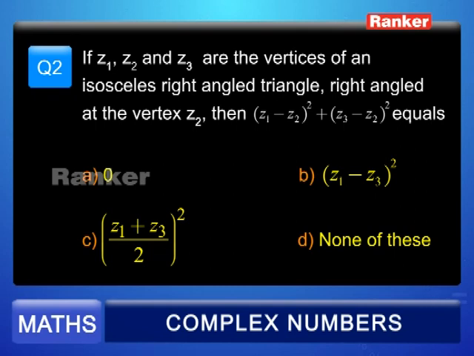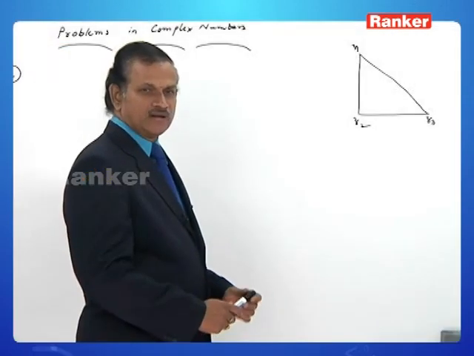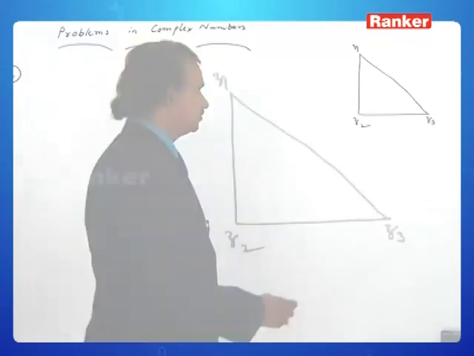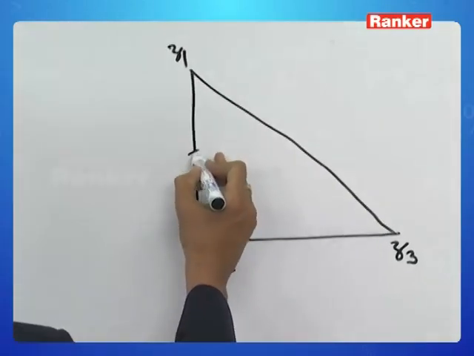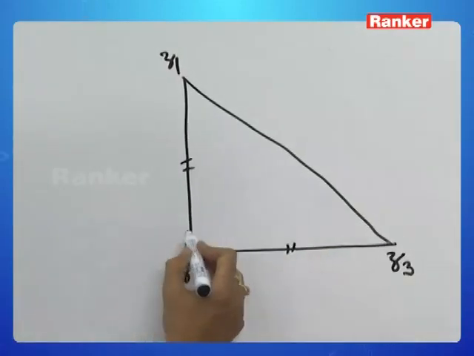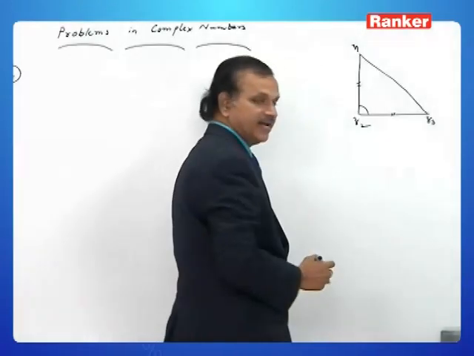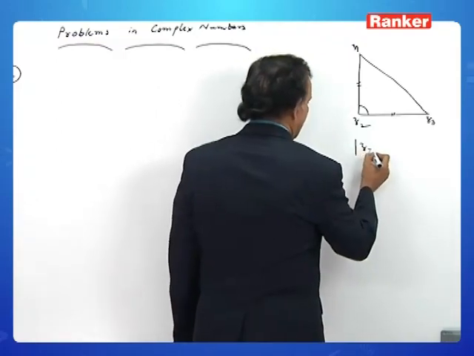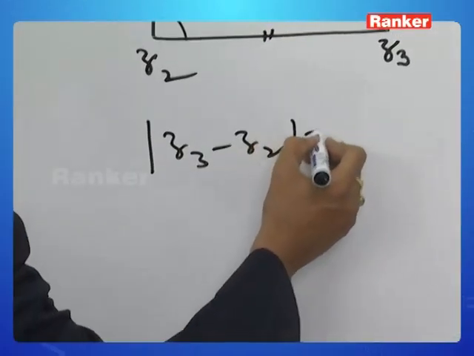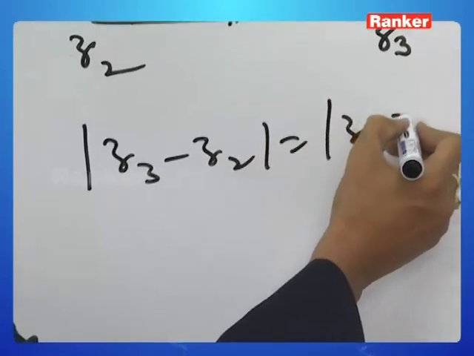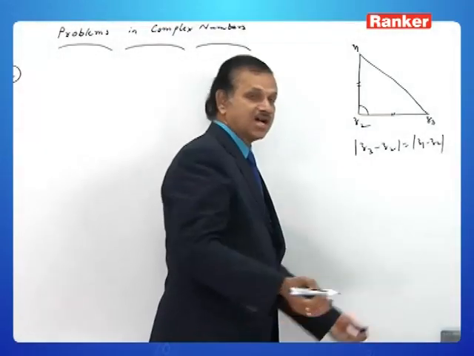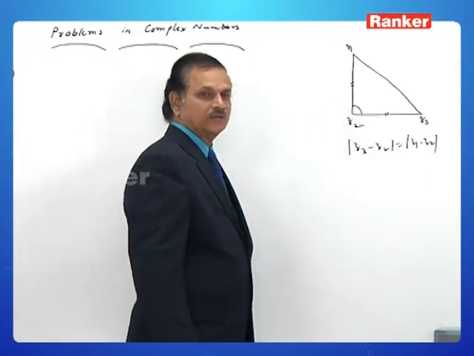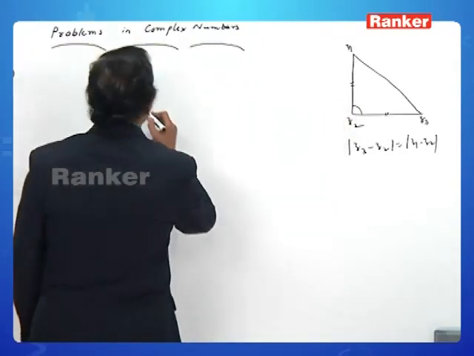Let us observe the diagram. Let me assume the three vertices Z1, Z2, Z3 like that. It is an isosceles triangle, that is these two sides are equal and this angle is of course 90 degrees. From the diagram itself I can directly have that mod Z3 minus Z2 is equal to mod Z1 minus Z2, isn't it? Because it is isosceles. Not only that, this angle is 90. Can you make use of that 90?